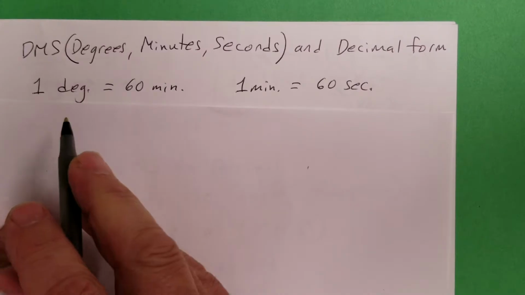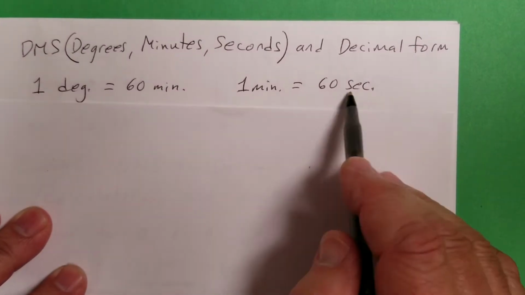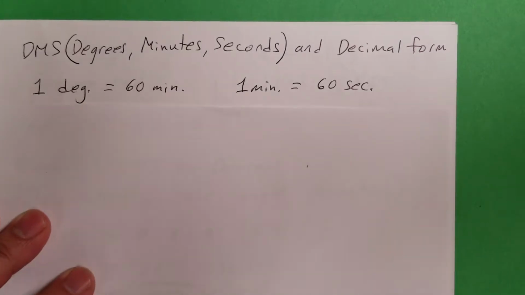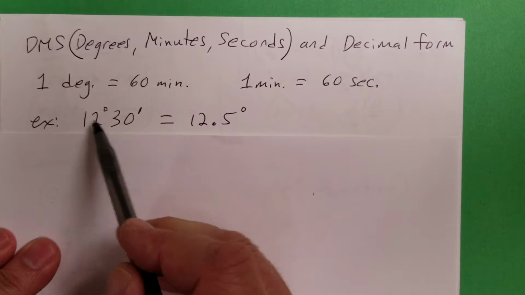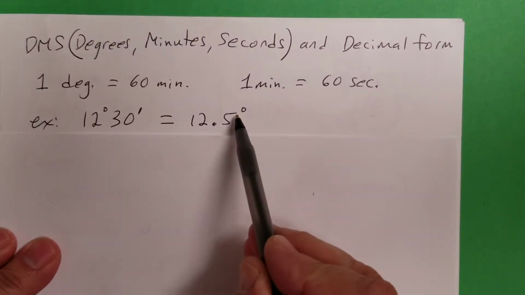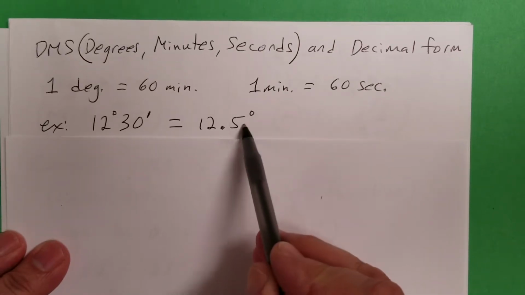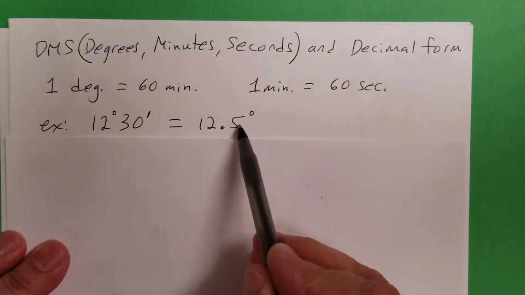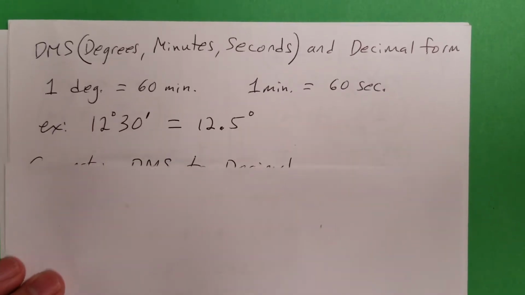So 1 degree, just like 1 hour, 1 degree is 60 minutes, and 1 minute is 60 seconds. Just like time, just like the hours. So for example, 12 degrees 30 minutes is the same as 12.5 degrees, right? 12 and a half degrees. Half a degree is 30 minutes, like a half hour is 30 minutes.